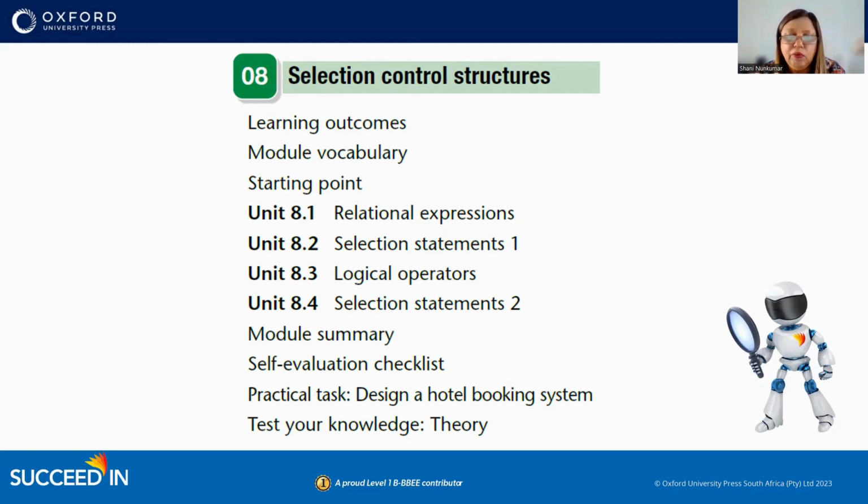Unit 8.4, we look at the selection statements 2, and here we focus on the concept of nested if and how it affects the flow of a program. We look at where the condition is a complex Boolean expression using both logical and relational operators. And once again, the content must be complex.